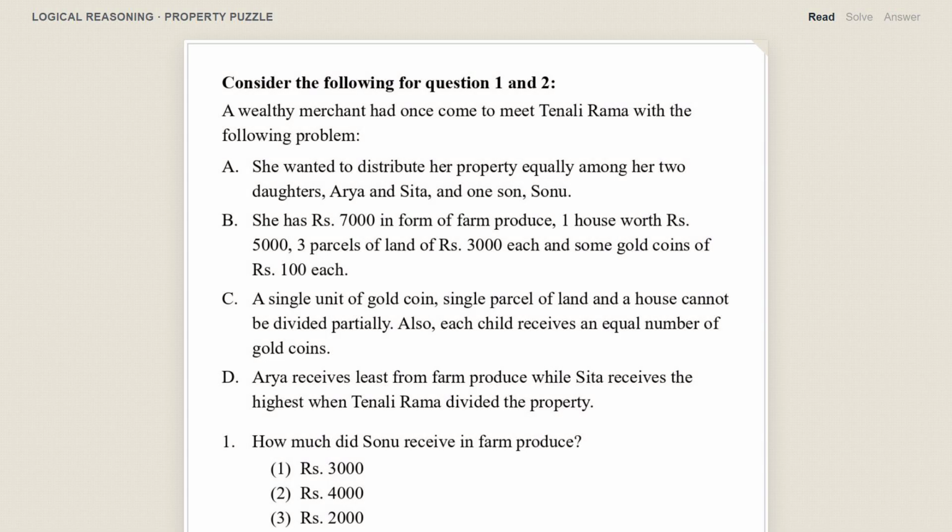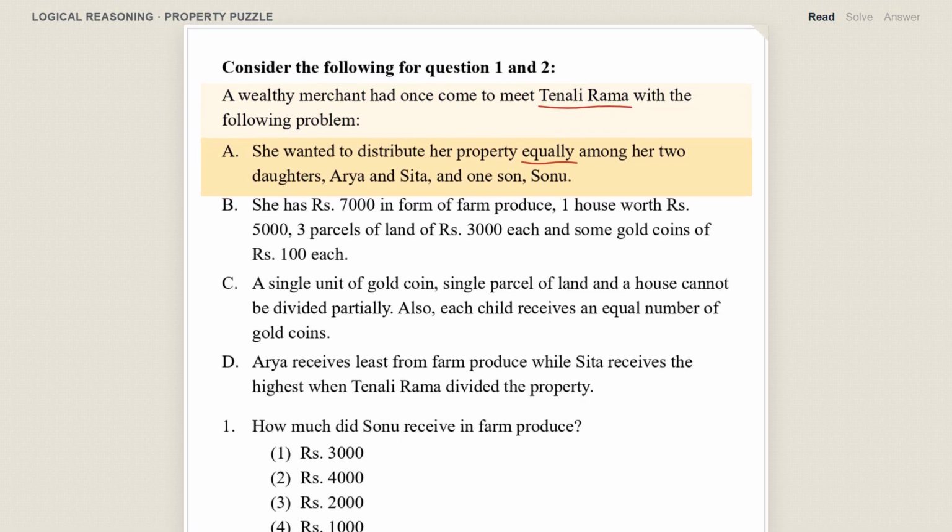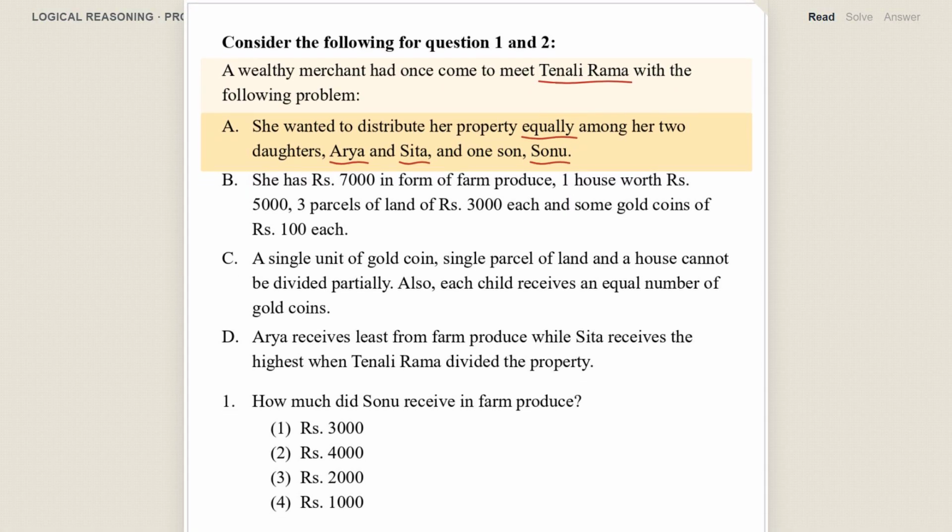Here is a two-part logical reasoning question from the KAS 2024 paper. Let us read it carefully, word for word. A wealthy merchant had once come to meet Tenali Rama with the following problem. She wanted to distribute her property equally among her two daughters, Arya and Sita, and one son, Sonu.